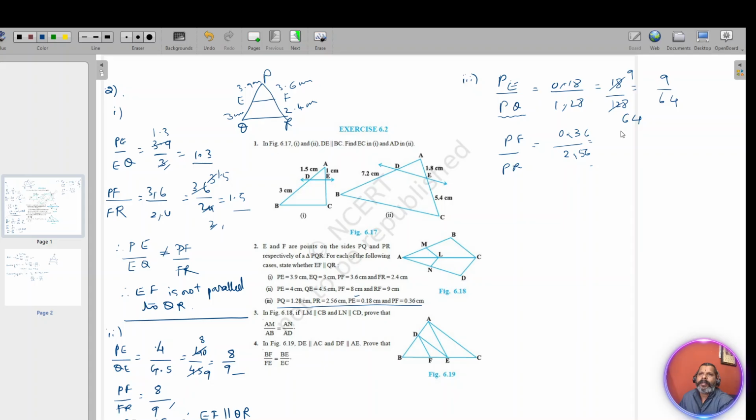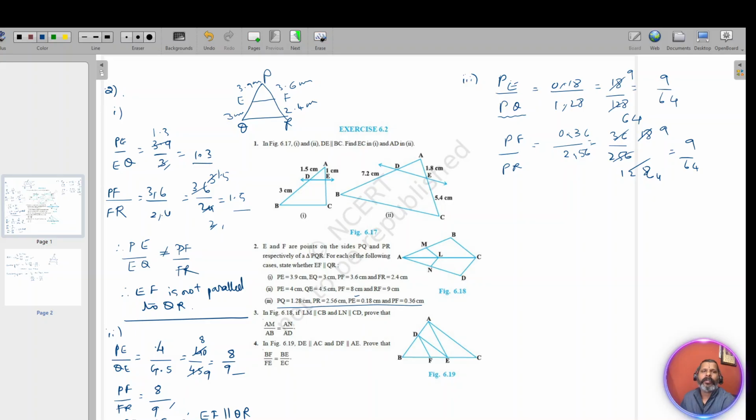36 by 256. I think you can cancel by 16. 6 6s are 36, right? Or we can cancel... 6 will not cancel 256. So what I'll do is, okay, sorry. 36 by 256, I'll cancel by 2 only. 2 18s, 2 1s, 2 2s, 2 18s. 18 by 18 it came, right? So it will be similar only.